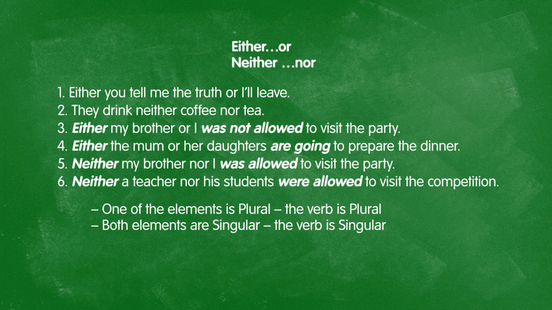Now, you may have noticed this, but if we're using singular nouns for both the either or the neither nor, if both of my choices are singular, then I use the singular form of the verb. However, if even one of them is plural, then I will use the plural form of the following verb.